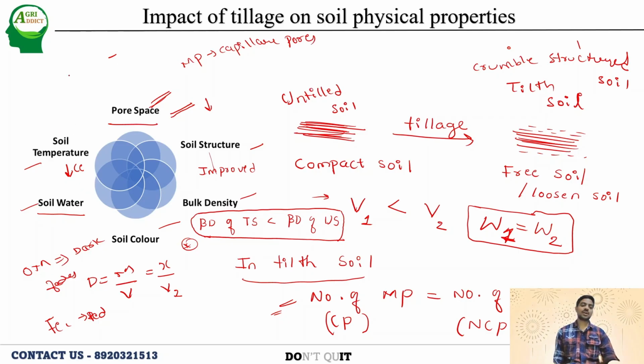Next, soil temperature. Upon tillage, the soil temperature decreases because the thermal conductivity decreases, thereby creating the optimum soil temperature needed for seed germination. This is how all these soil physical properties get changed when the tillage operation is performed. And note to remember once again, the micropores and the macropores will be equal in the case of tilled soil.